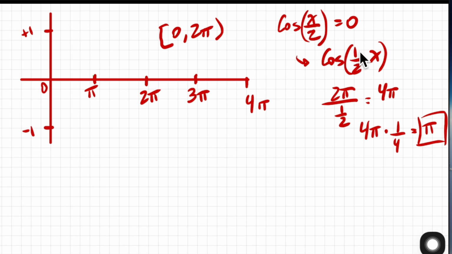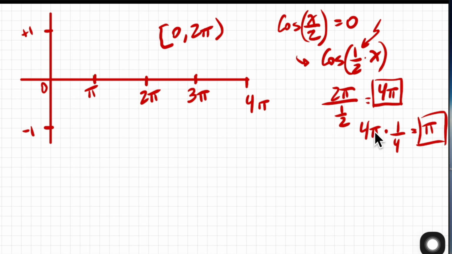So we're going to change x over 2 to 1/2 x. Our b value is 1/2. We're going to take the normal period, which is 2 pi, divide by the b value, and we find that the period is going to be 4 pi. And that makes sense because this function that we're looking at is half as fast as the normal function, cosine. Our period is 4 pi.